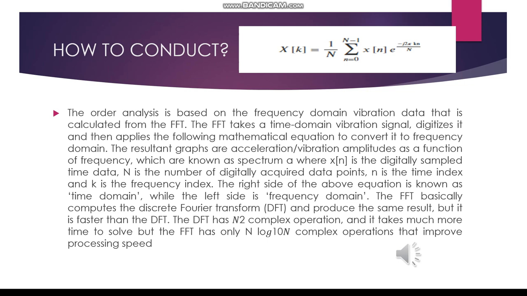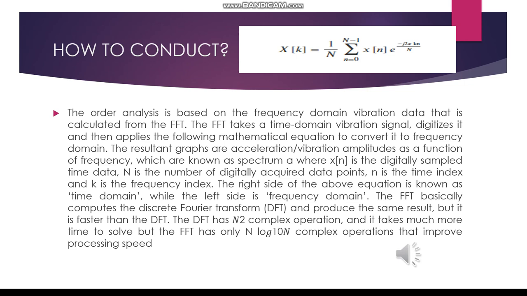to the frequency domain. The resulting graph of acceleration or vibration amplitudes as a function of frequency is known as a spectrum, where x(n) is the typical sampled time data from the formula, N is the number of digitally acquired data points, n is the time index, and k is the frequency index. The right side of the above equation is known as the time domain, while the left side is the frequency domain.